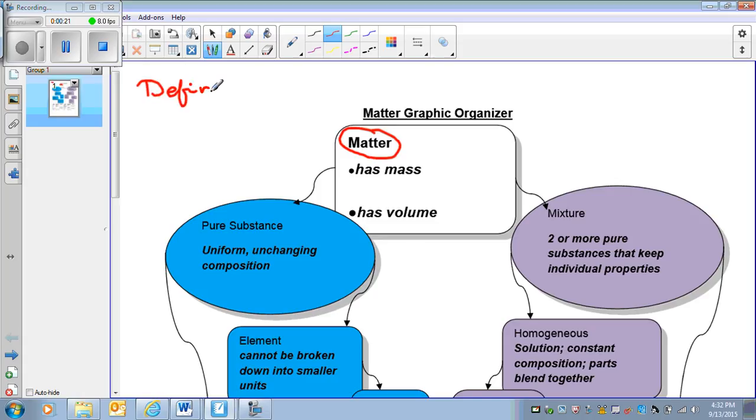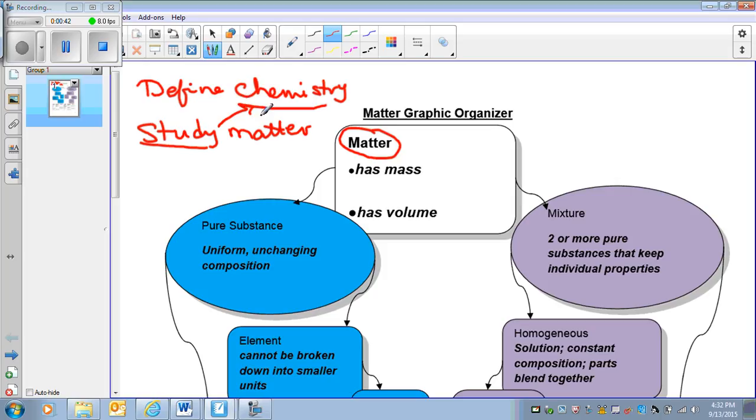Do you know how to define chemistry? You are in chemistry class. Chemistry is the study of matter. So everything that is around us comes under the definition of matter, and the study of that matter is called chemistry. So it is a big job that you're going to do this year. So let's go ahead and get started.